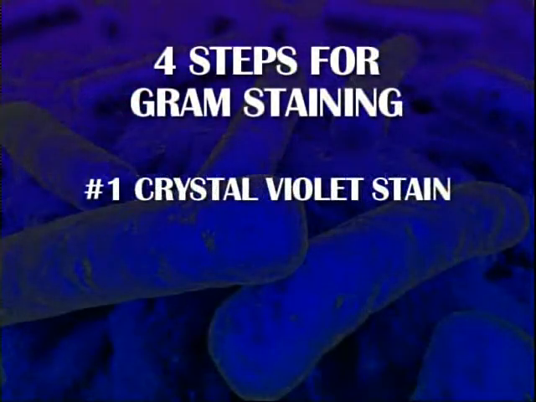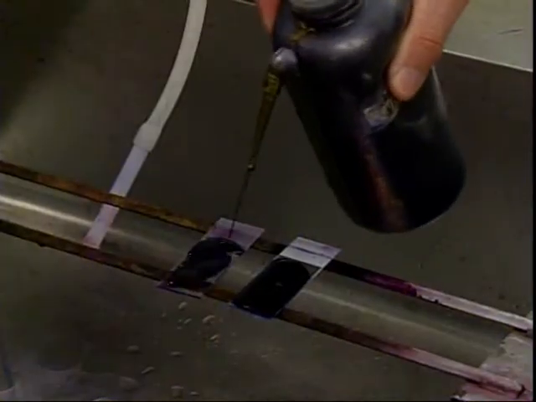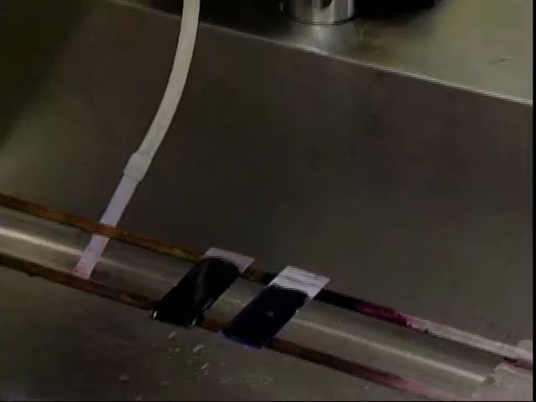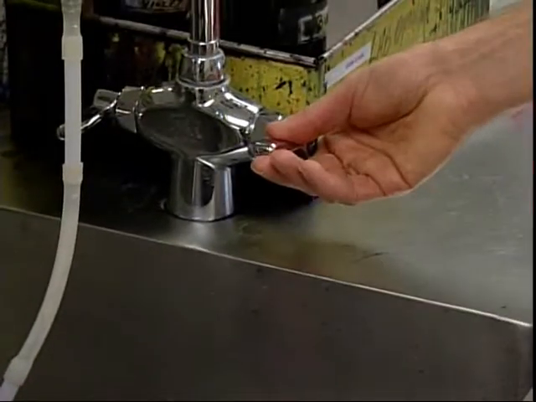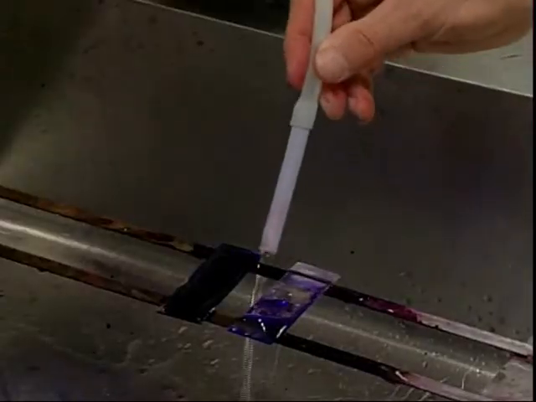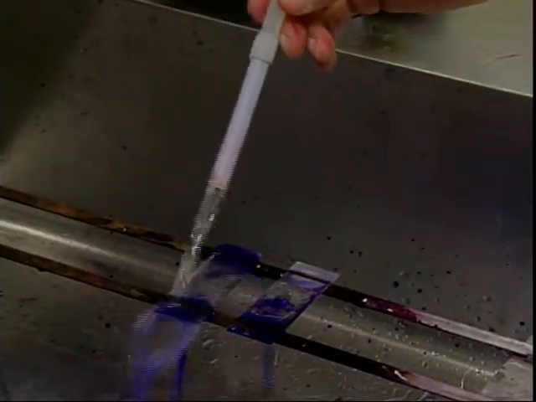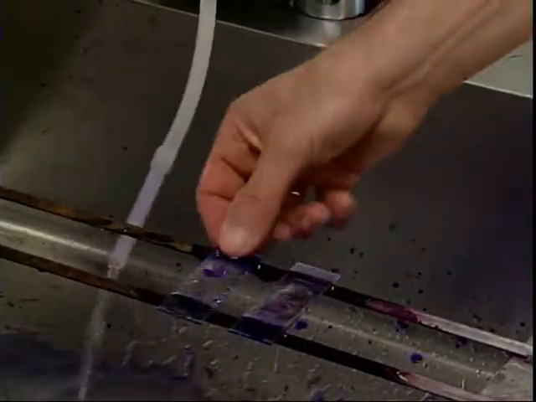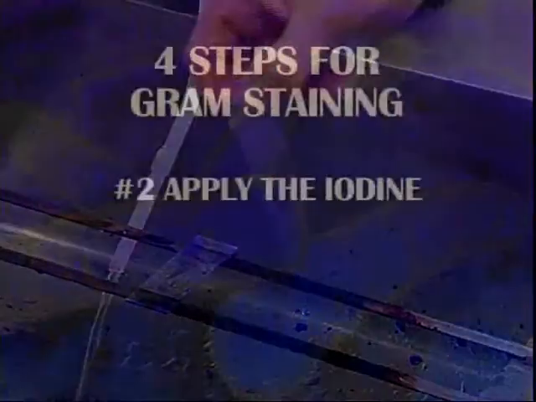There are 4 simple steps to a gram stain. First, we apply the crystal violet stain onto the slide. And that crystal violet stain will stain everything and anything that is on that slide. A little bit too much water. Rinse it off. Take the excess off.